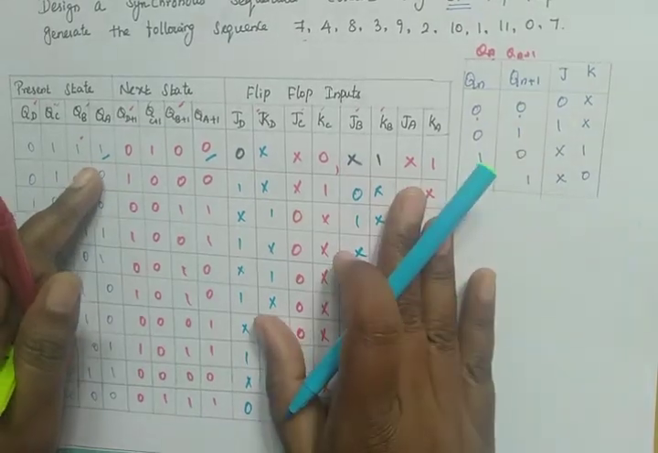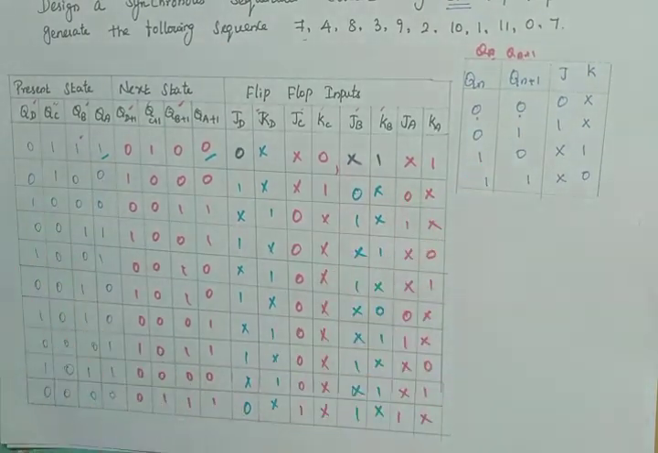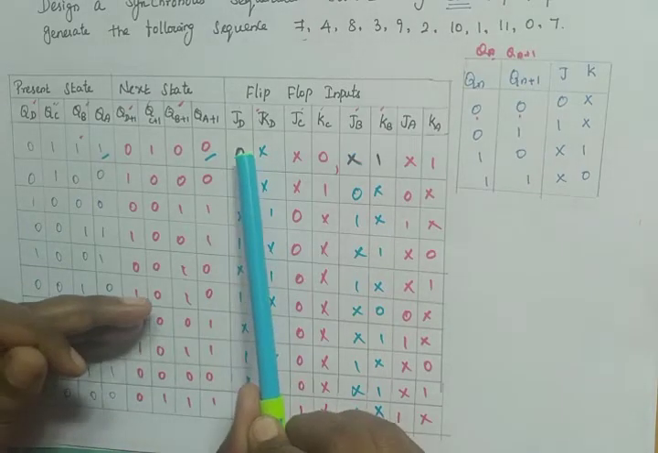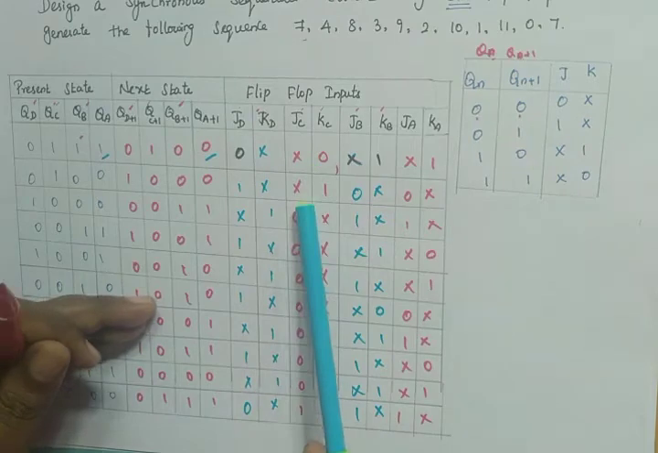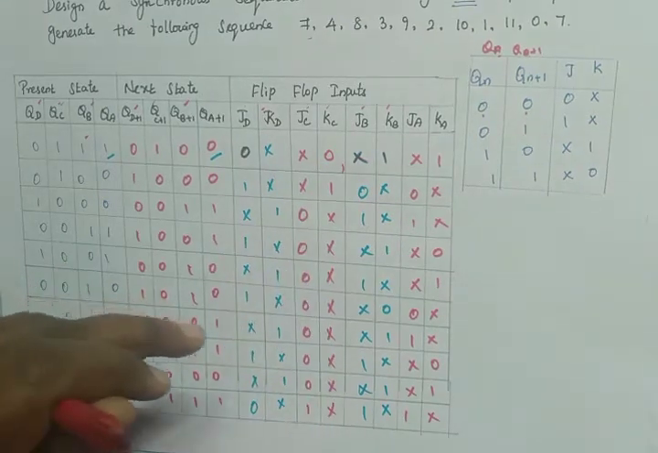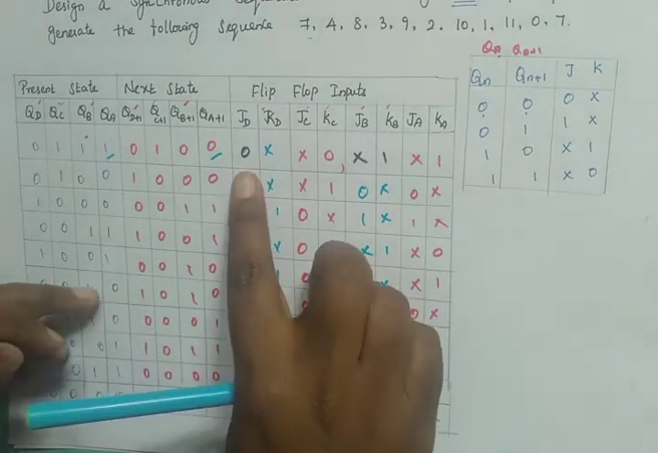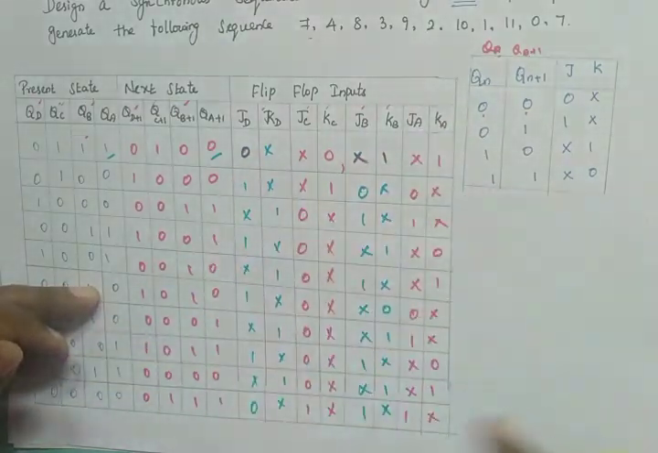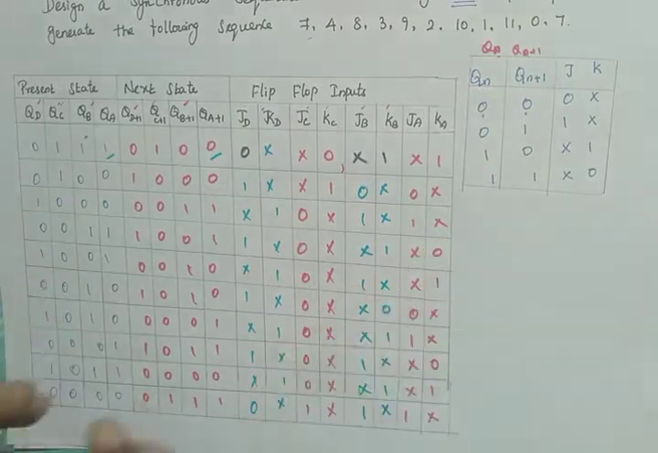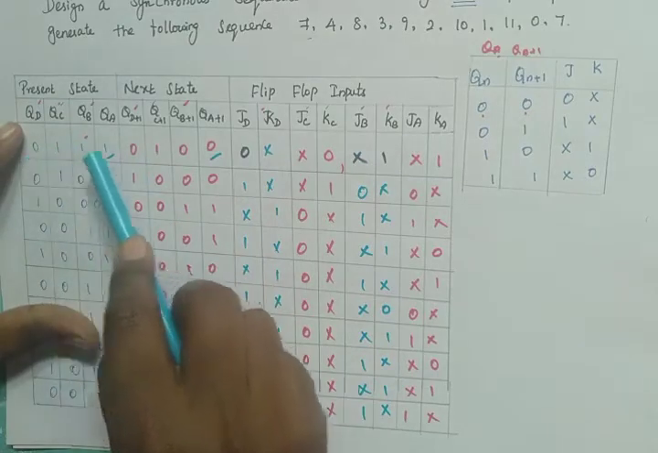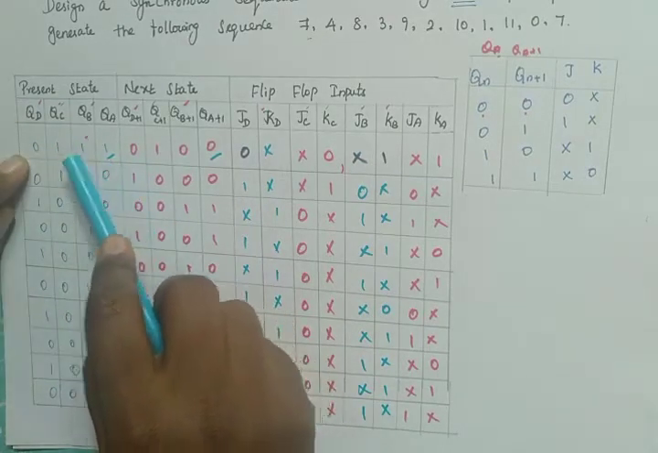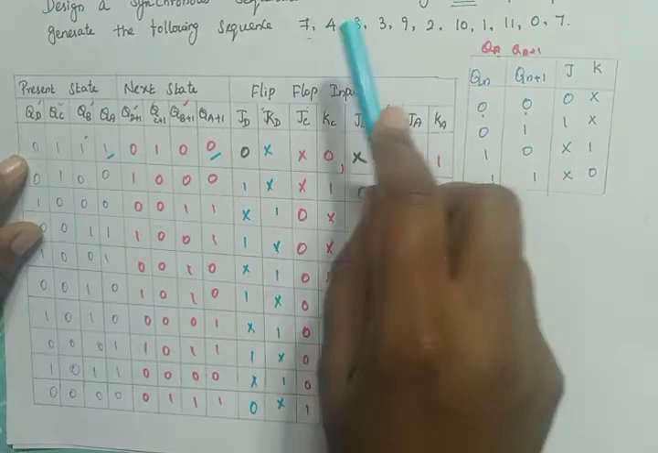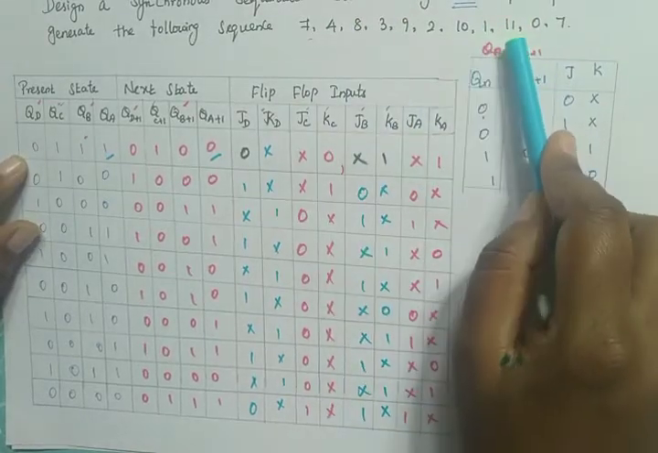So after filling this table, we have to find the K-map minimization for this JA, KA, JB, KB, JC, KC, JD, KD. So we have to find the K-map minimization for these 8 functions. Now we have to use 3 variable or 4 variable. We must use this 4 variable because here we have 4 variables, and the number exceeds 7, because here we have 10, 11, 9, etc.